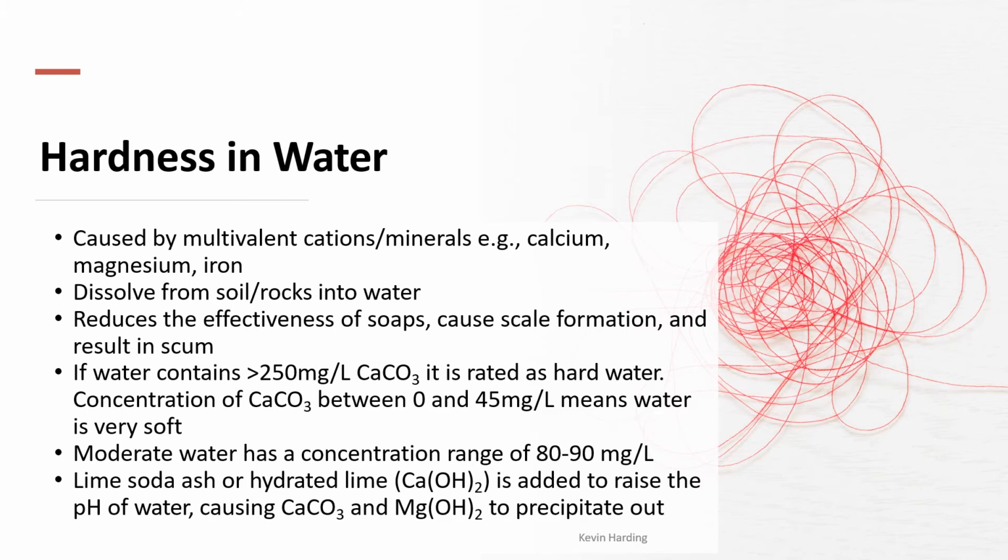What exactly is hardness in water though? It is caused by multivalent cations or minerals, particularly calcium, magnesium, and iron. So hardness in water relates to how much calcium, magnesium, or iron is in the water. An easy way to see the hardness of water is when you are in the shower or trying to wash your hands. If you've got a bar of soap and you're rubbing it between your hands with water, and it doesn't want to make bubbles or lather, that's often a sign of hard water.